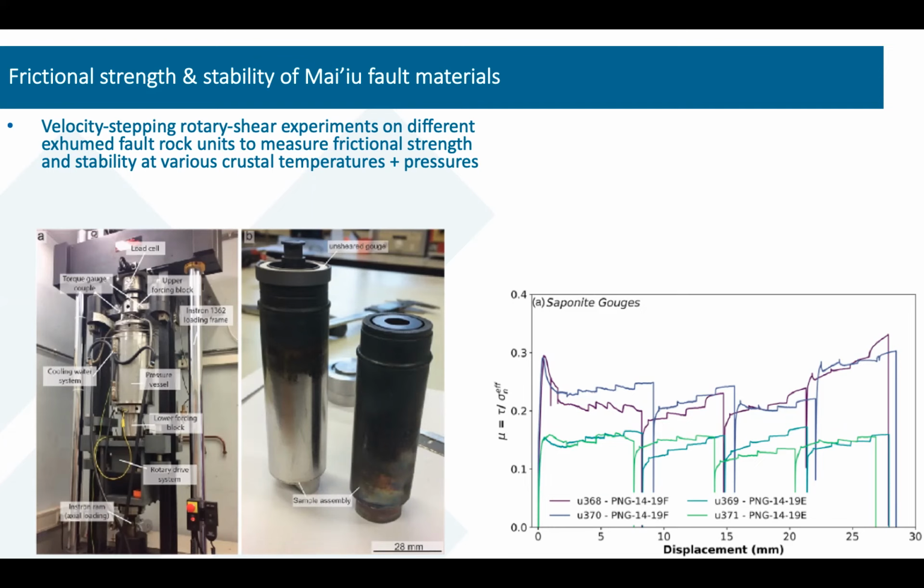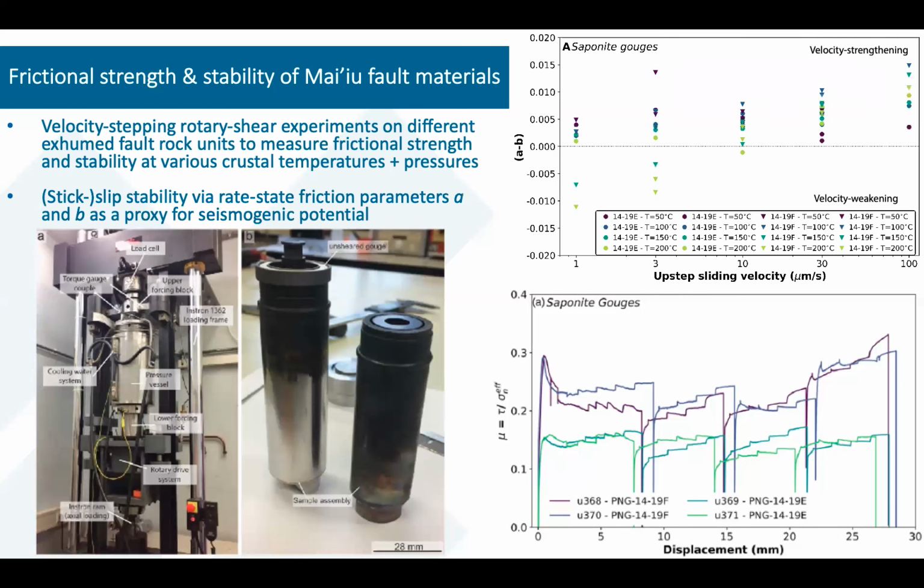The gouges are popped into this rotary-shear. And the results that are shown over here are the effective friction. So here's the applied shear stress over effective normal stress, which gives us the effective friction. And each of these little blips is one of the velocity steps that I mentioned relative to the full displacement of the experiment. You can see that for the saponite gouges shown here, the frictional strength is really quite low, less than 0.3 or 0.2.